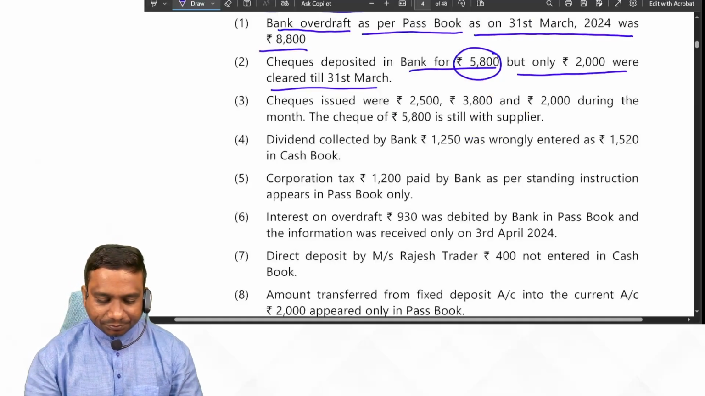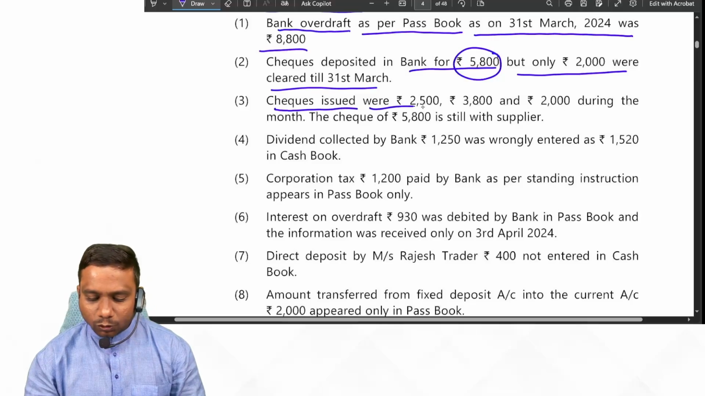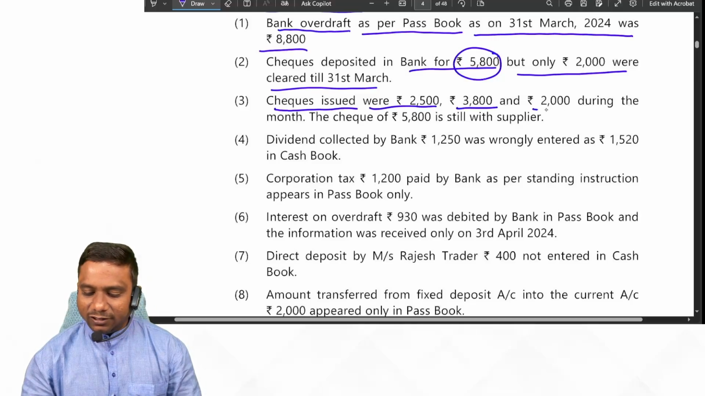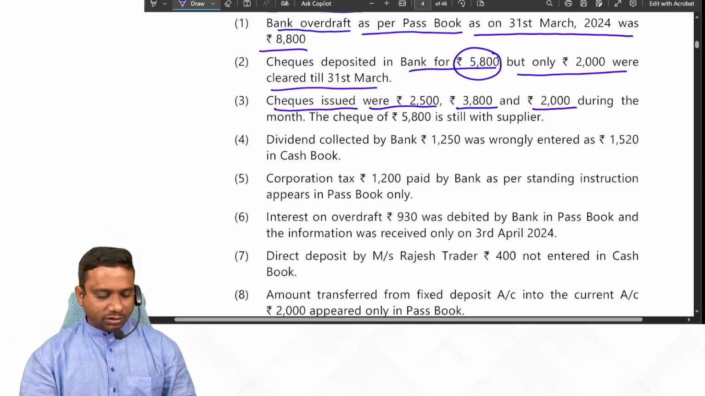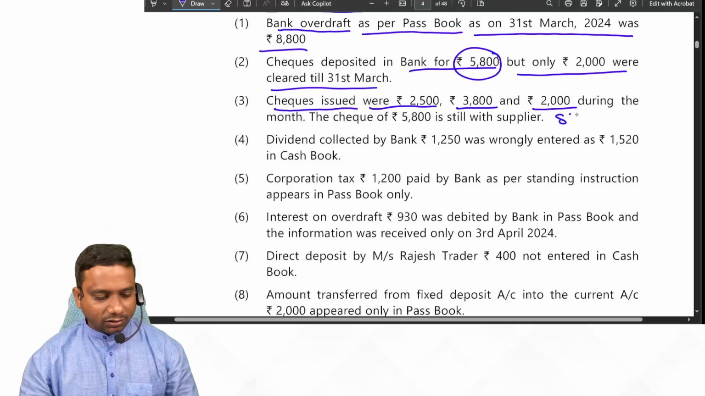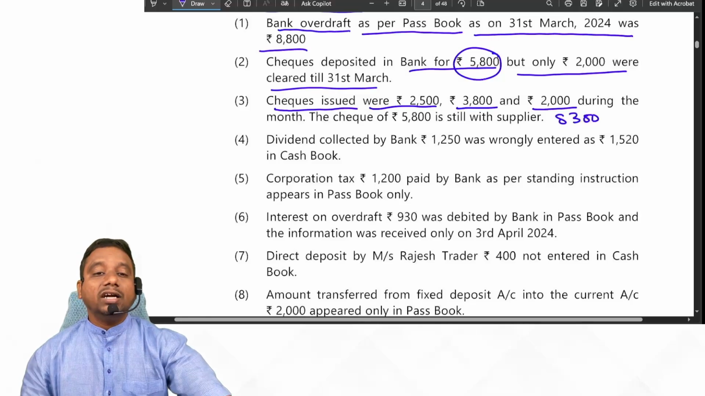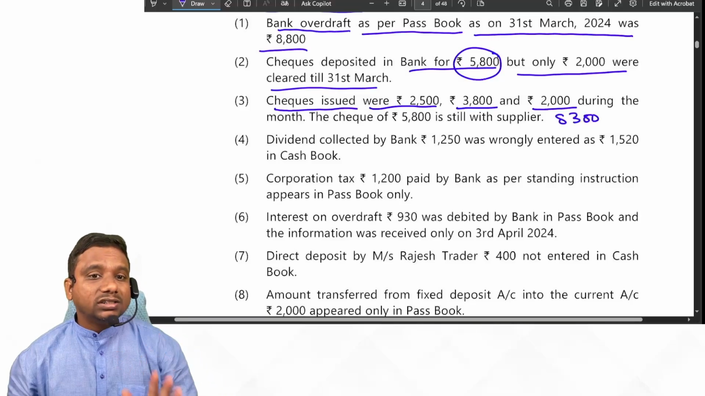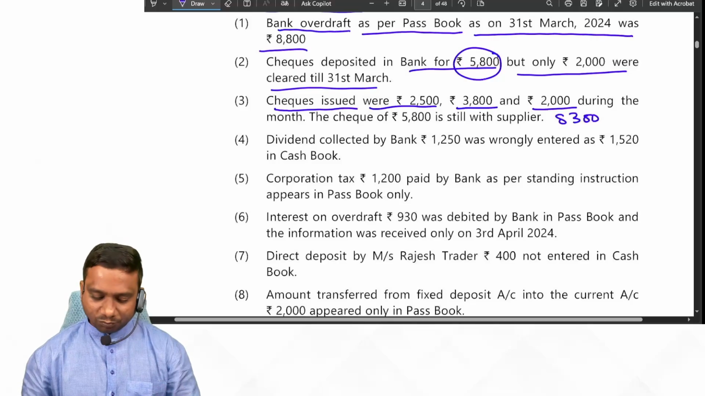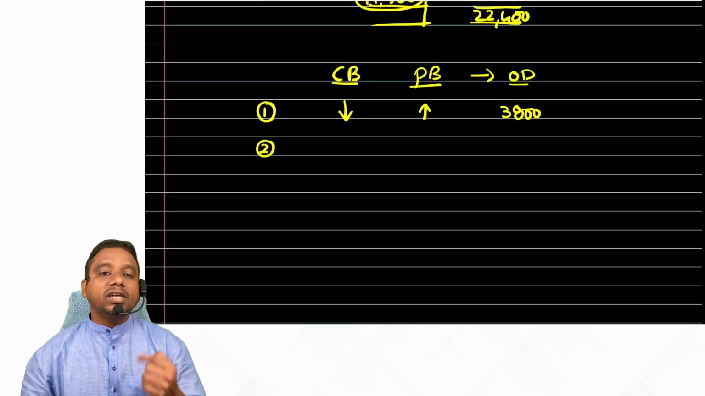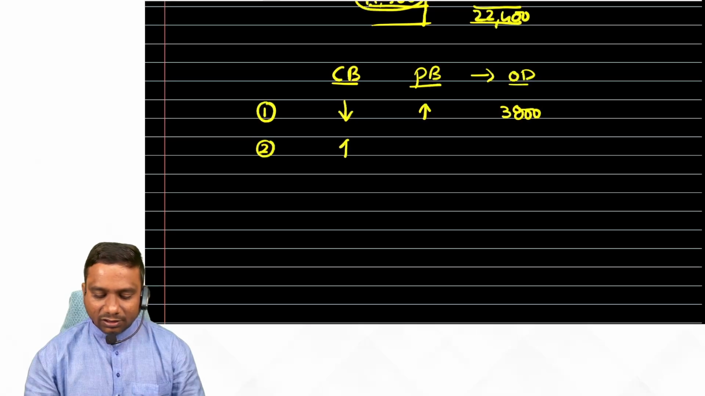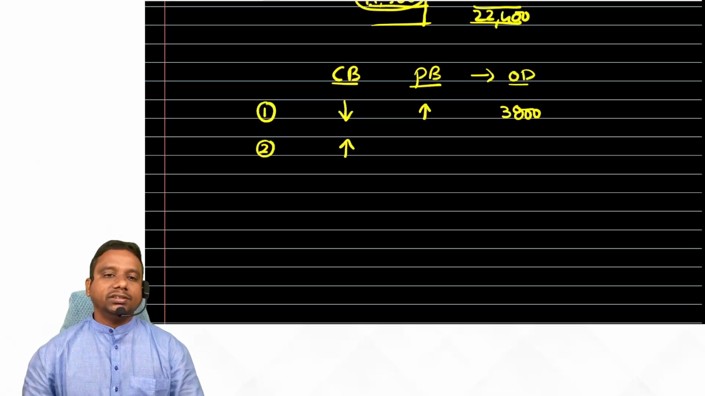Next one. Checks issued were 2,500, 3,800, 2,000. Total how much? 2,500 plus 3,800 plus 2,000. Total 8,300 rupees worth of checks we have issued. Who will record this transaction first? Cash book. So in cash book we record this transaction, so automatically our overdraft gets increased. Yes or no, students? Yes.